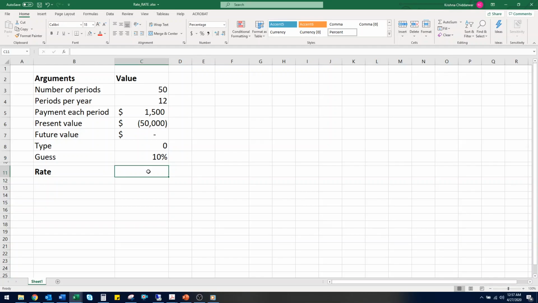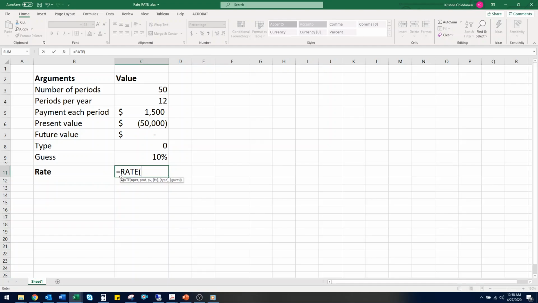Well, you can use the rate function to calculate the value. I have the arguments here that I need, and those are the number of periods, payments per period, present value, future value, and type and guess, which I'll describe in a moment. So I'll start by going to cell C11, typing an equal sign, and then type rate, left parenthesis. Now I can enter in the arguments and get the interest rate for the specific investment.